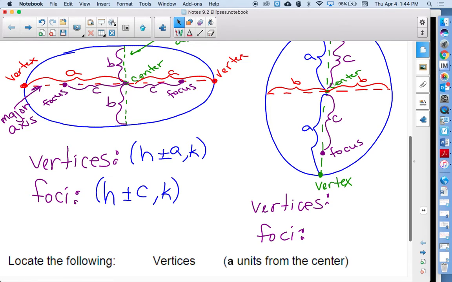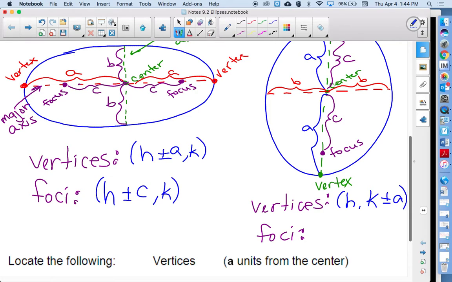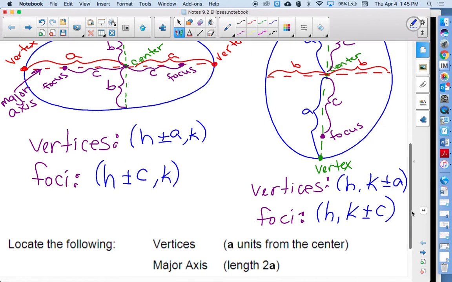So Virginia, how do you think you'd find the vertices if it's going up and down? Yeah. Because now the y values need to move. So I'm going to take my center value of k, and we're going to go up 3 and down 3, or up 5 and down 5. So then we would find C. Any questions?